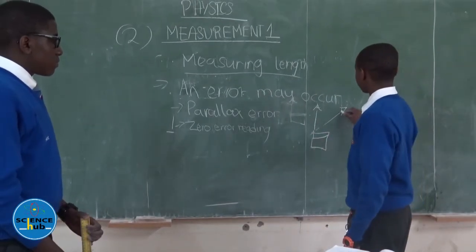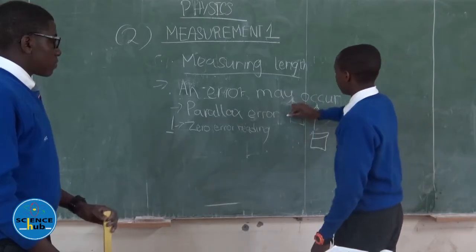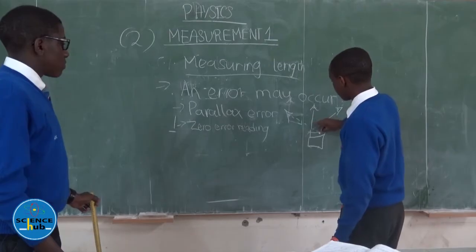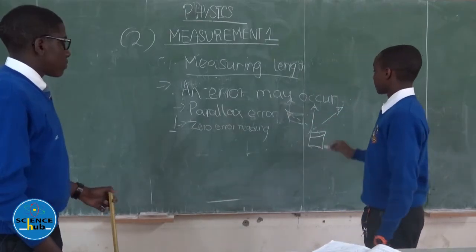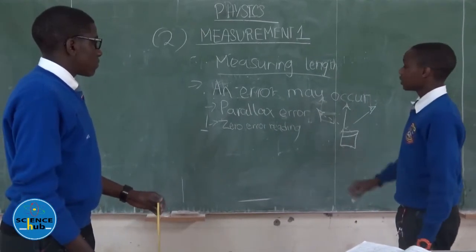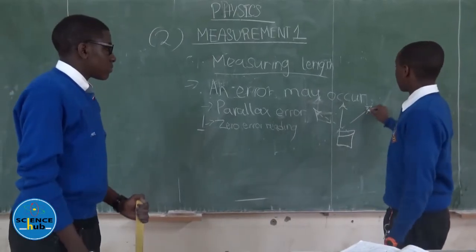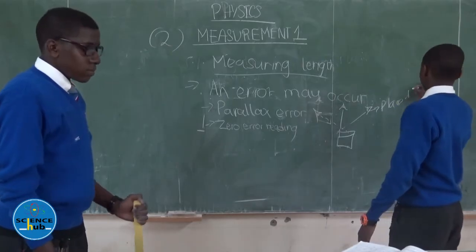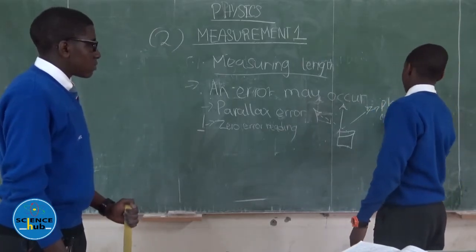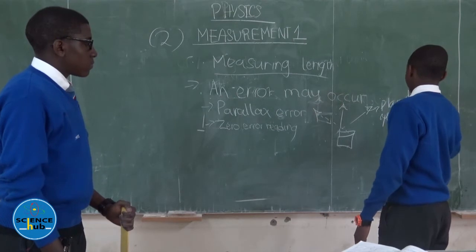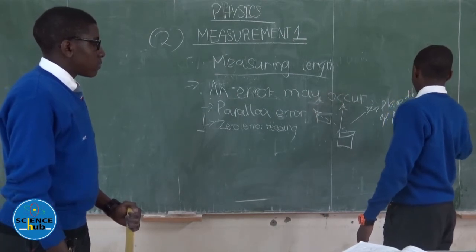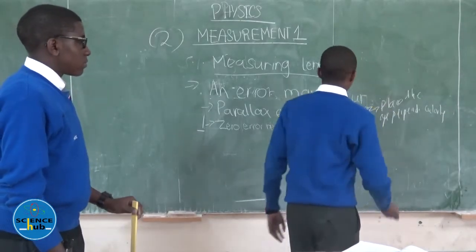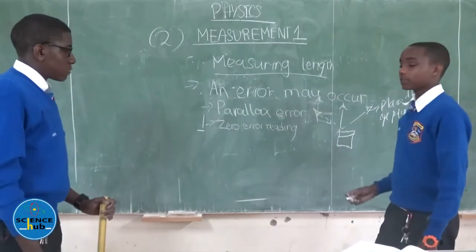the actual reading, or rather from this side will record something that is either more or less. So in order to reduce this error, one must place the eye perpendicularly on the object in order to reduce this error.